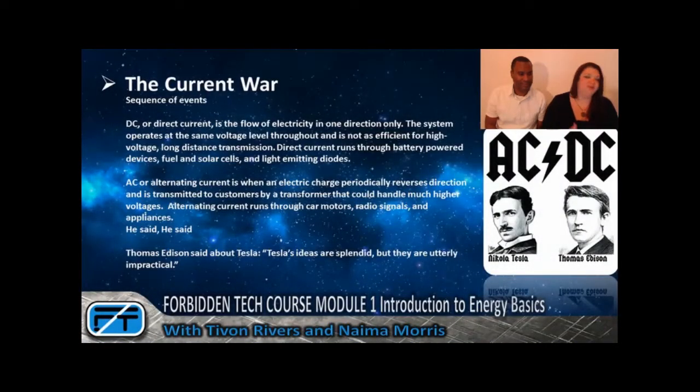Now, there's actually a sequence of events that happened with the current wars. So they went on for quite some time. In the end, Tesla's invention won, the AC power won, but Tesla himself didn't get the credit and bad things happened to him. He ended up dying many years later, broke and alone. He was like the most underappreciated inventor, and that's what a lot of people say. But let's talk about the current war and the sequence of events.